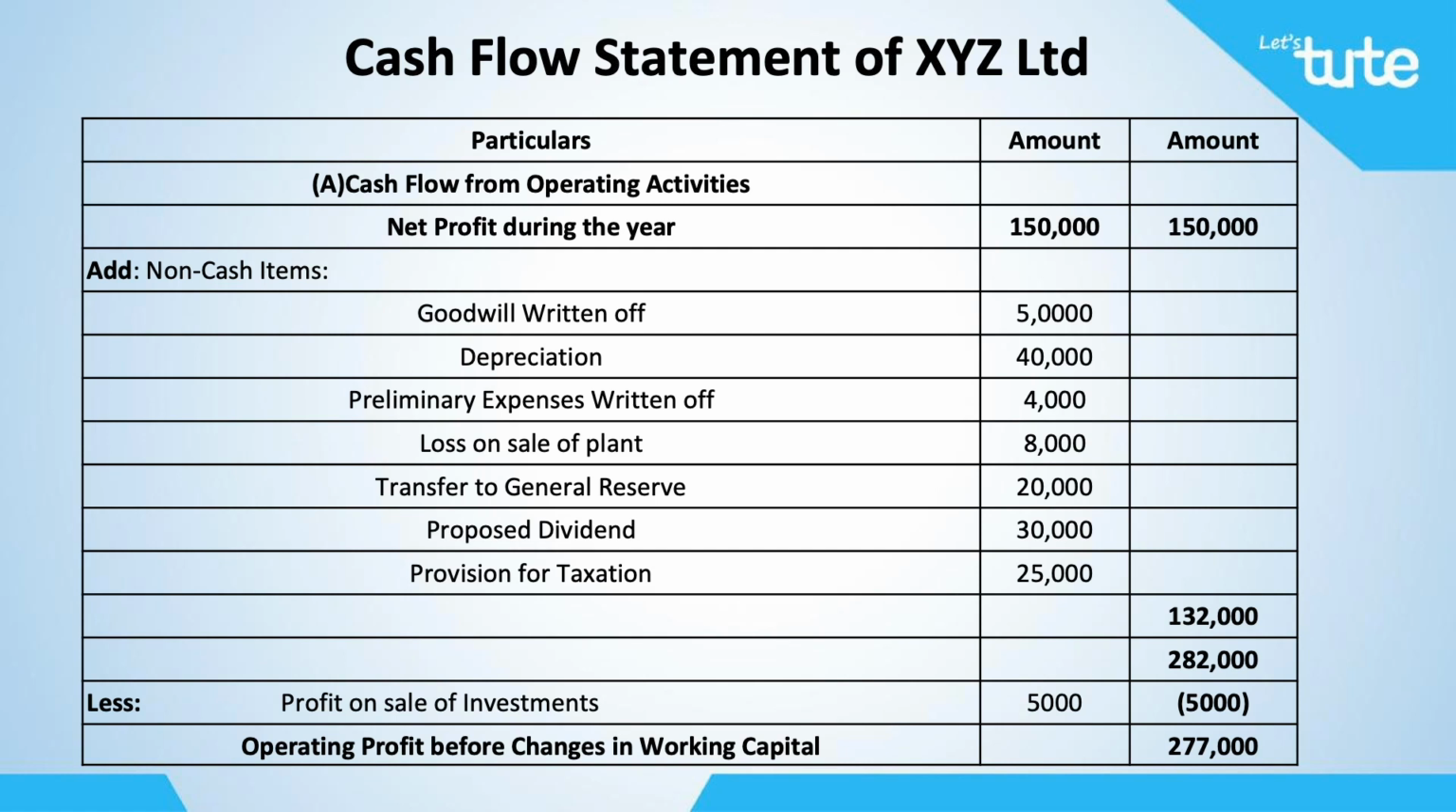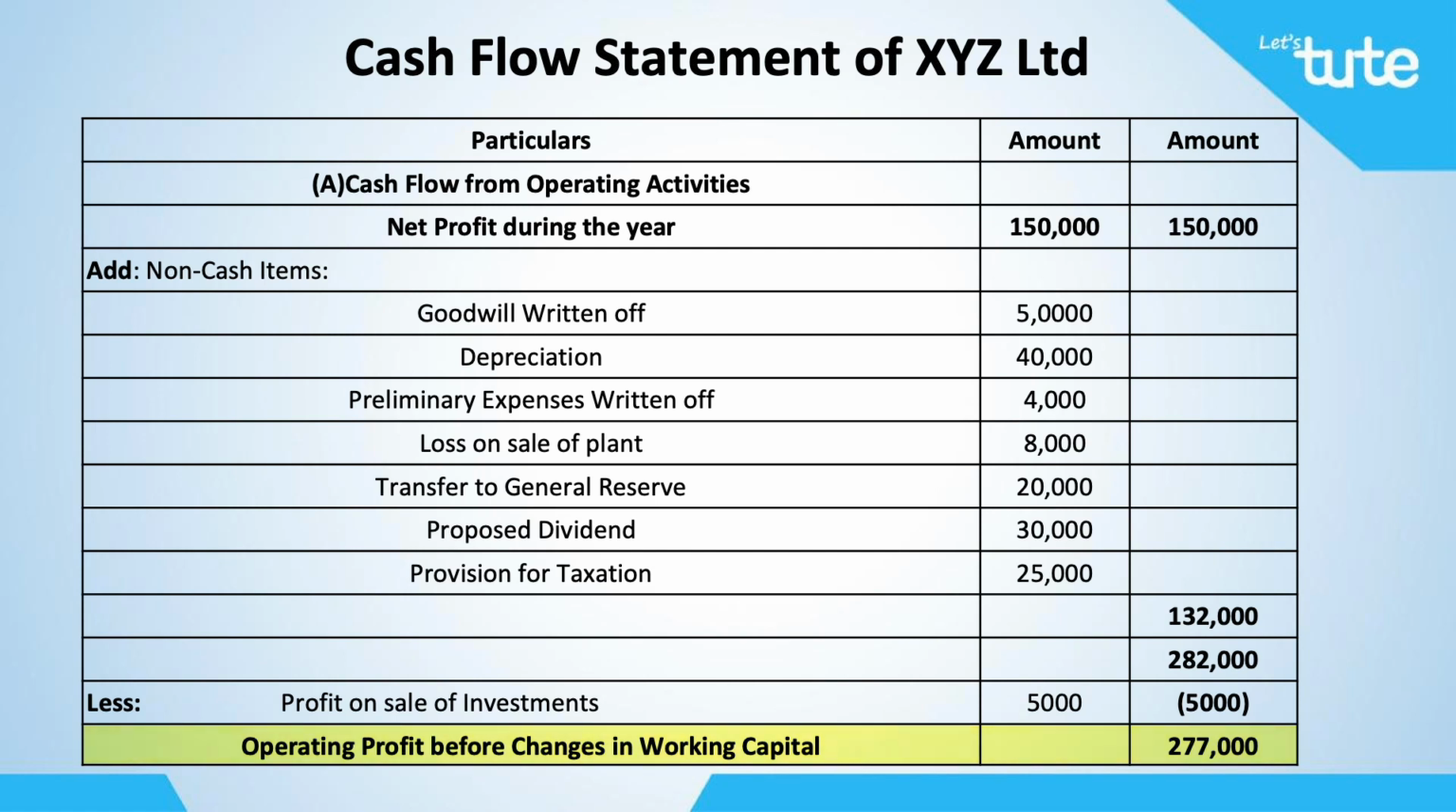After this step, we need to deduct the figure of profit on sale of an investment, which is 5,000, from the total of 282,000. After doing this step, we will get the figure of operating profit before changes in working capital, which is 277,000 here.